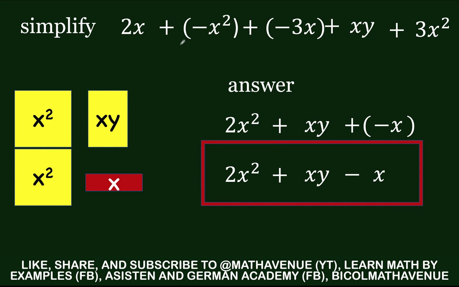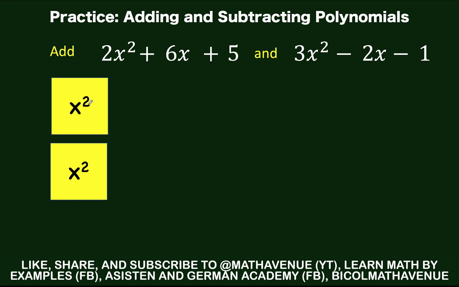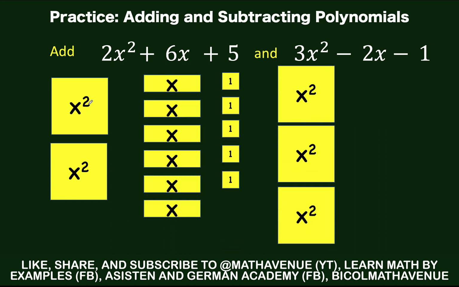So notice now that when you subtract algebraic expressions, it's just a matter of finding all those zero pairs. And since their combined value is 0, then you just remove those zero pairs. Let's have more examples. Add 2x squared plus 6x plus 5 and 3x squared minus 2x minus 1. Let's visualize them. There are 2x squareds, there are 6x's, and 5 constants, and this is 3x squared. Now you have here minus 2x, so think of this as negative 2x, so it should be red, and you have minus 1, that should also be red.